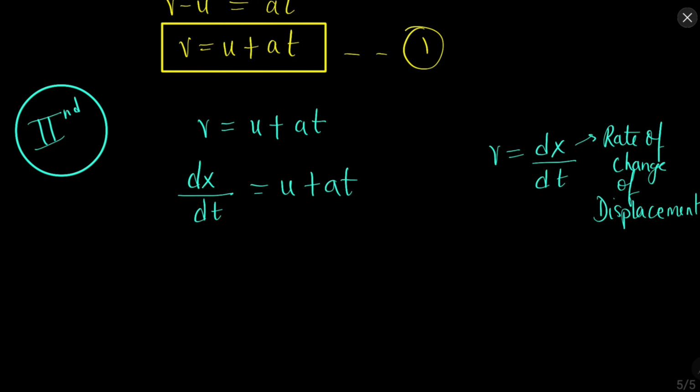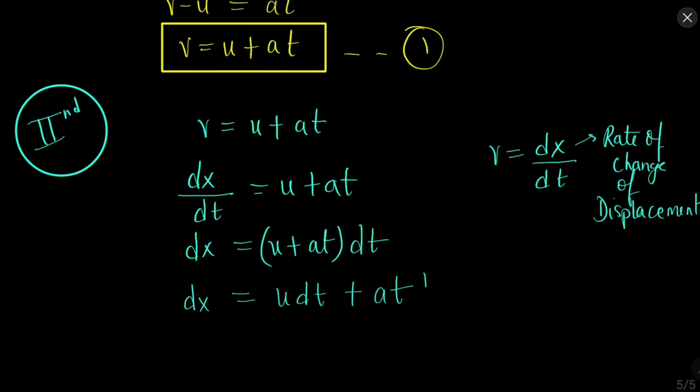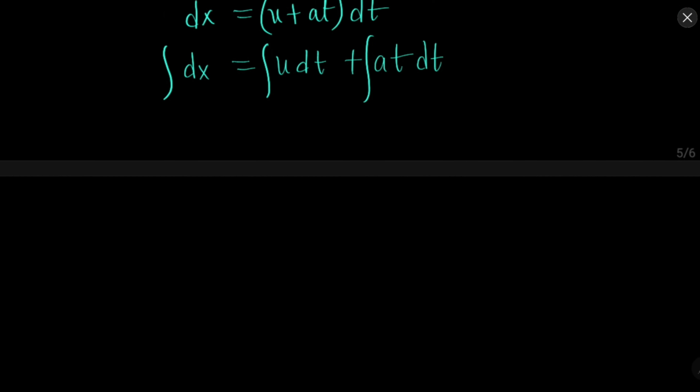So v can be dx by dt. Now again I will put dt on the right side like this, and now I can write it like this: u dt plus at dt. Now again the same thing I will integrate. So when I integrate it, it will look like this. Okay, integrating all the terms.